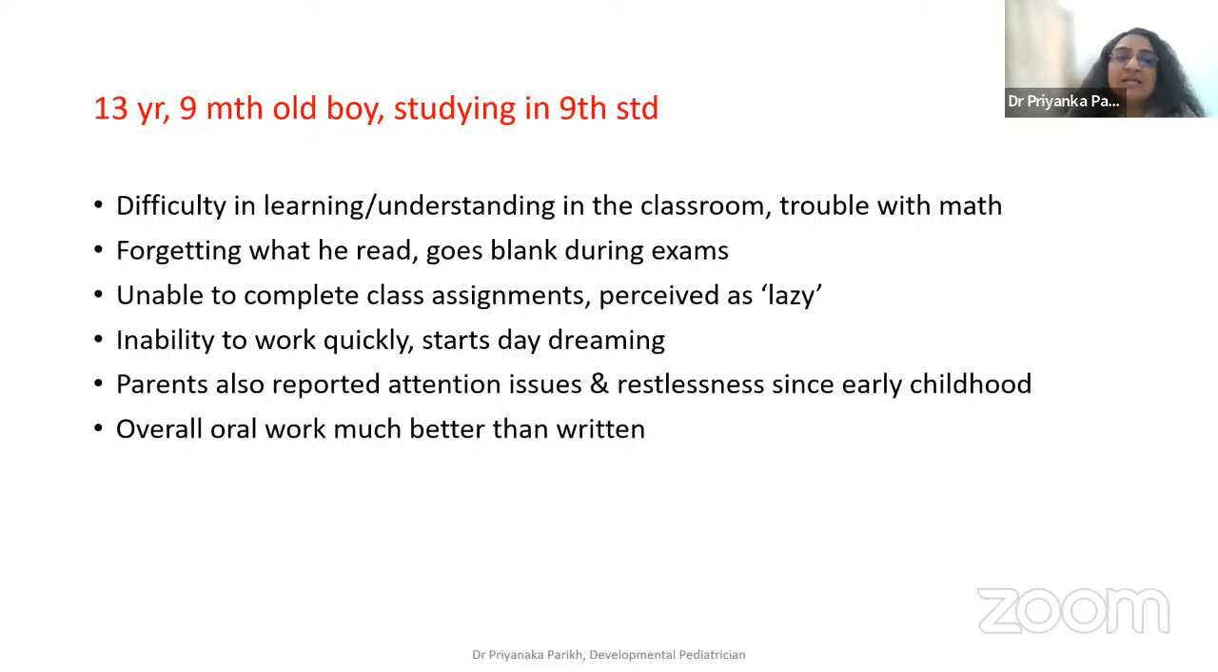So this child has inability to work quickly, starts daydreaming, tends to zone off on and off. And the parents also reported that, even since a younger, in the early years, in the primary years, the child had attention issues, was quite restless, would not sit in one place. And even now the child tends to be quite fidgety. So overall, this child is doing better orally, so he's able to give answers orally much better compared to the written work, which tends to be quite shabby.